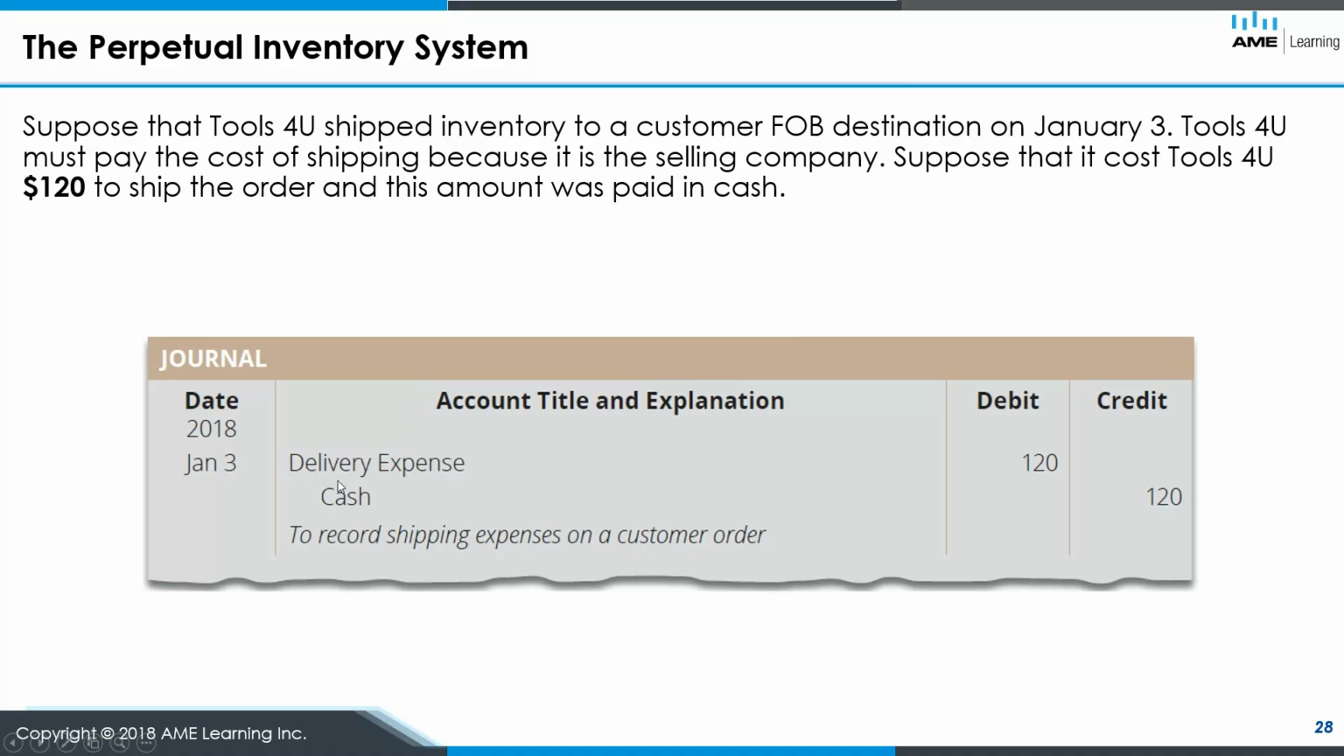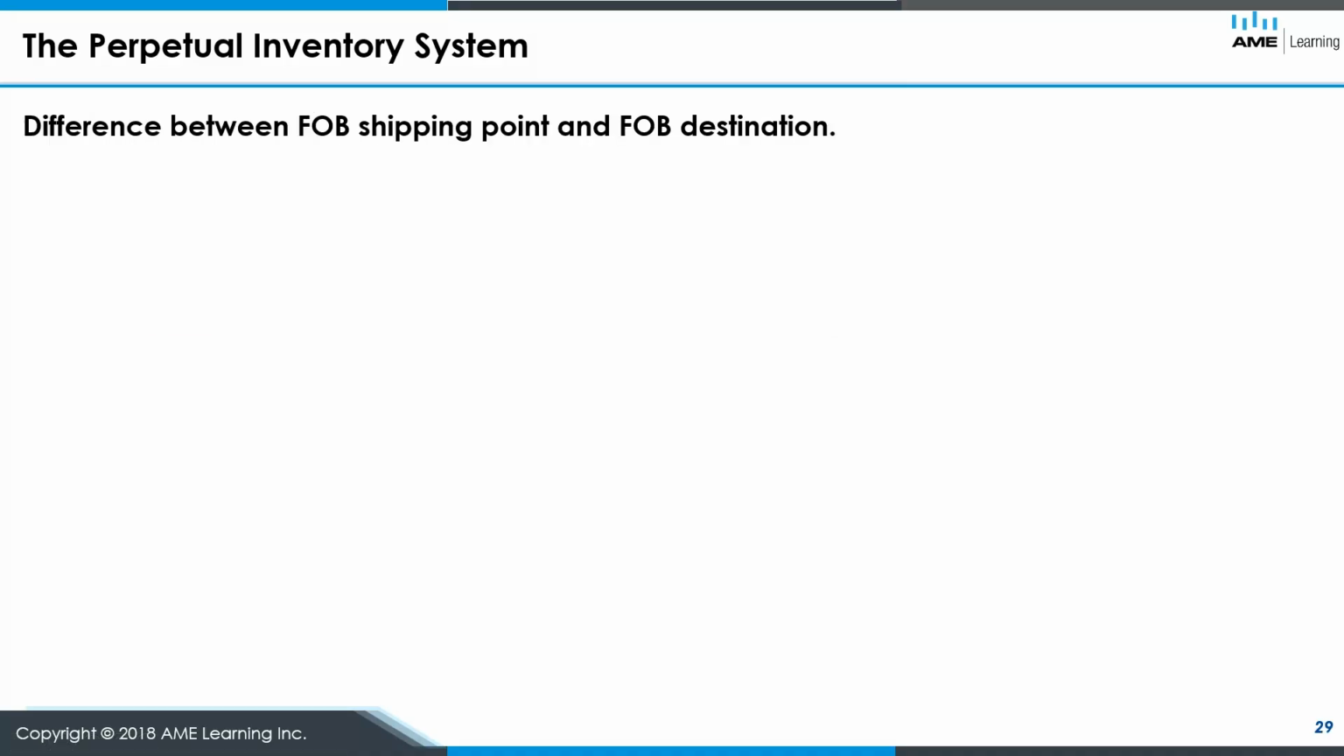And so when it's that outgoing shipping, not incoming, remember the incoming, we're going to debit inventory, the asset. But when we're shipping out, we're going to debit the expense, and that's just going to be delivery expense. So it's just a cost of doing business, basically. So that's the two primary differences there.